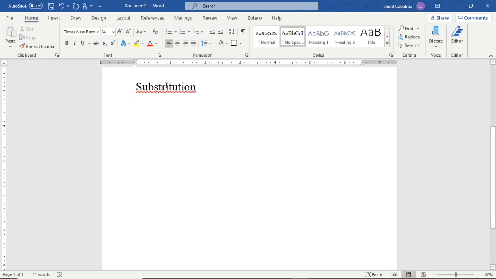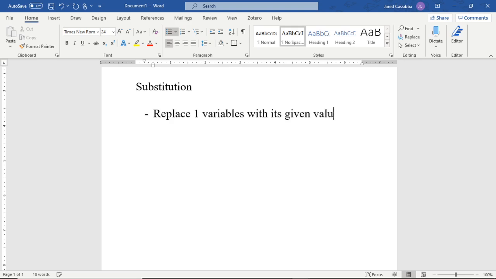Okay, so substitution. What this actually means is I'm going to replace one of the variables with its given value. Say I have y equals 5 and 2x plus 3y equals, let's make it 25. All this says is I'm going to replace y with a 5. So now it's 2x plus 3 times 5 equals 25. 3 times 5 is 15, so 2x plus 15 equals 25.